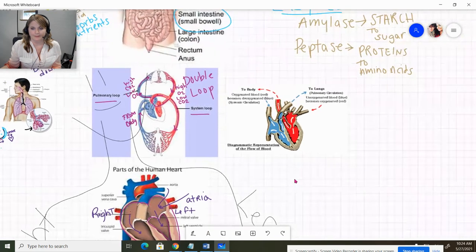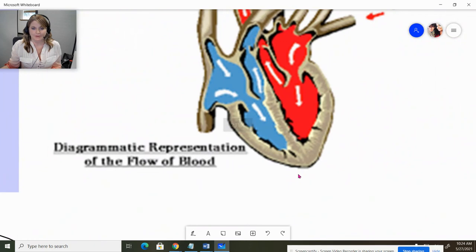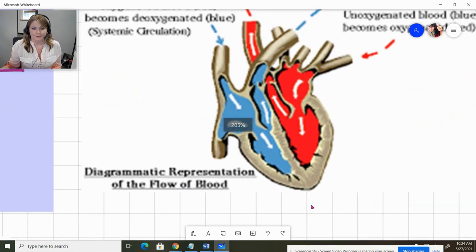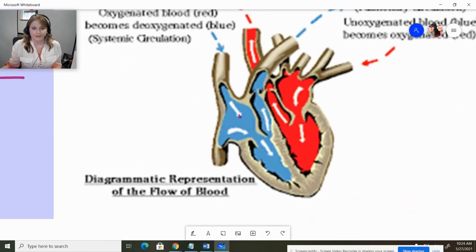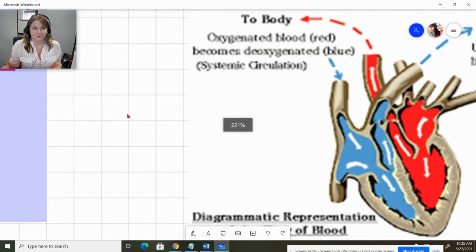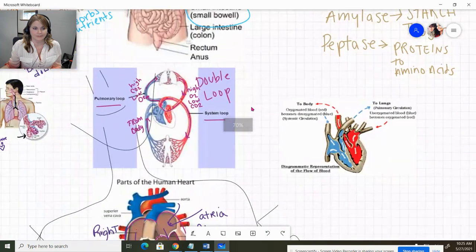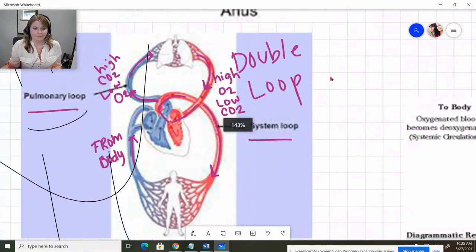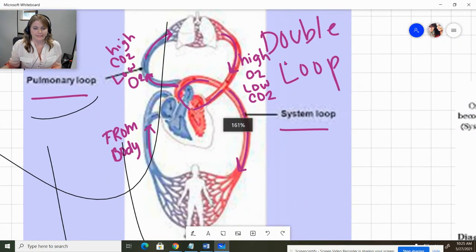All right, so we can see that in this picture here, right? Right atria, right ventricle, back to the lungs. Then we go left atria, left ventricle, back to the body. Right? And that's, again, part of this double loop circulatory system because we have that pulmonary loop and that system loop.